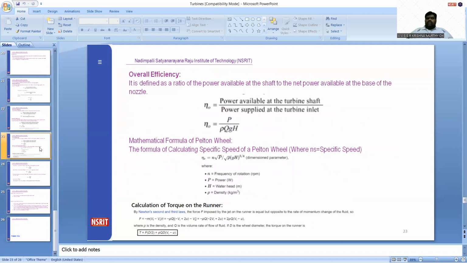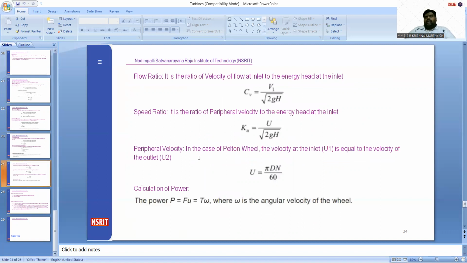And the overall efficiency is defined as the ratio of power available at the turbine shaft to the power supplied to the turbine inlet. And the specific speed of the Pelton turbine is taken as N root P by H to the power 5 by 4. The jet velocity is generally taken as V1 equal to Cv root over 2gH. And for the speed ratio, Ku is equal to U by root 2gH. The value will be 0.45, whereas Cv will be 0.96 to 0.98.